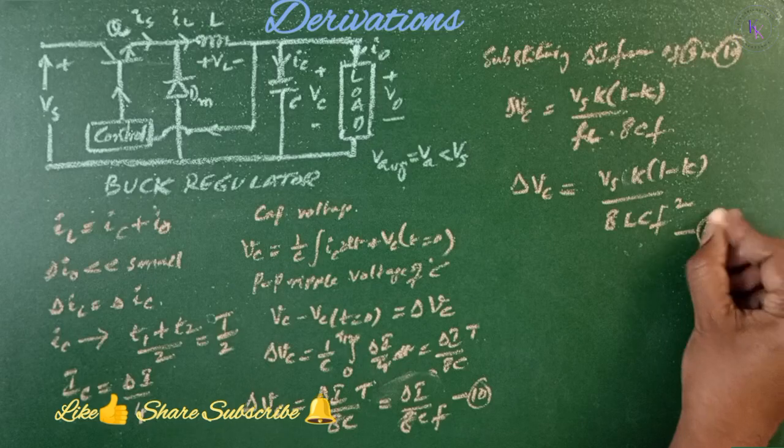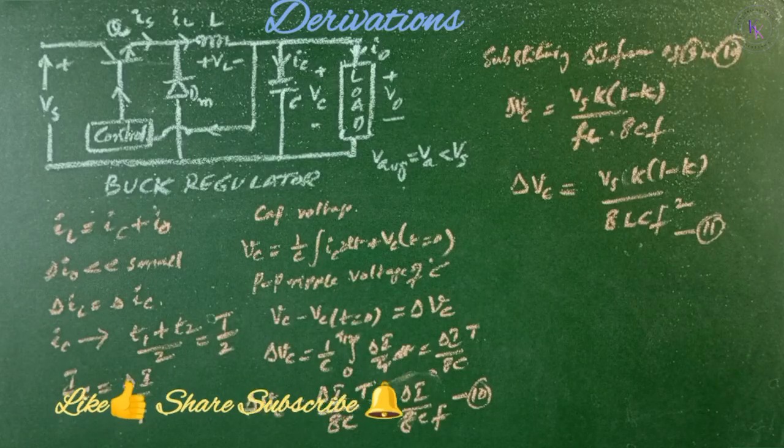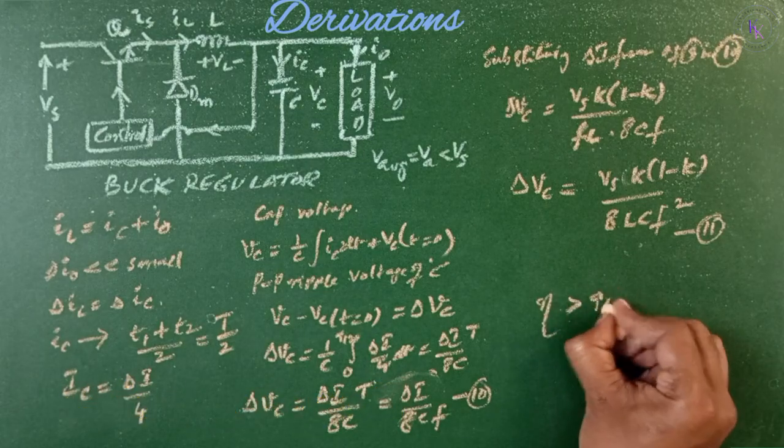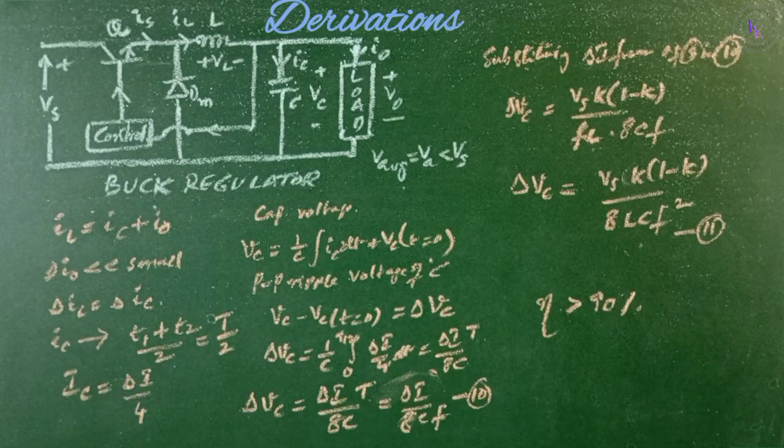Equation number 11. The buck regulator requires only one transistor and has high efficiency greater than 90%. And the di by dt of the load current is limited by the inductor L. The input current is discontinuous and a smooth input filter is required. It provides one polarity of the output voltage and unidirectional output current. It requires a protection circuit in case of possible short circuit across the diode path. This is regarding the buck regulator.